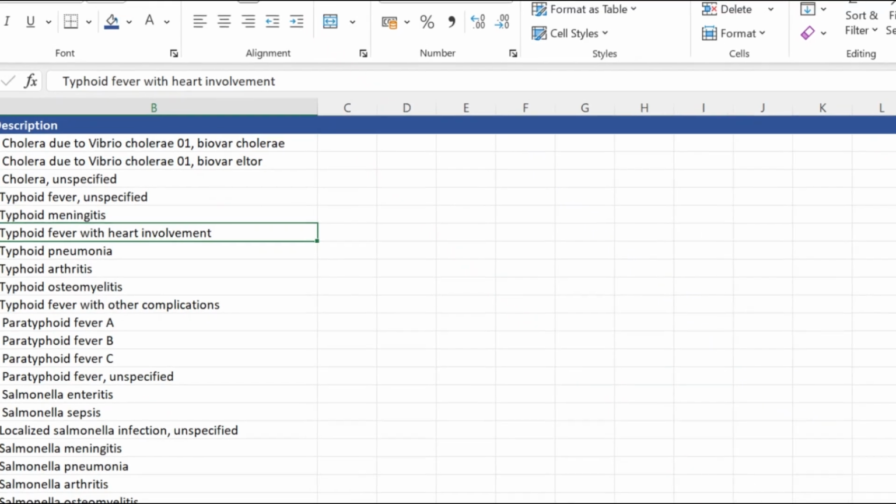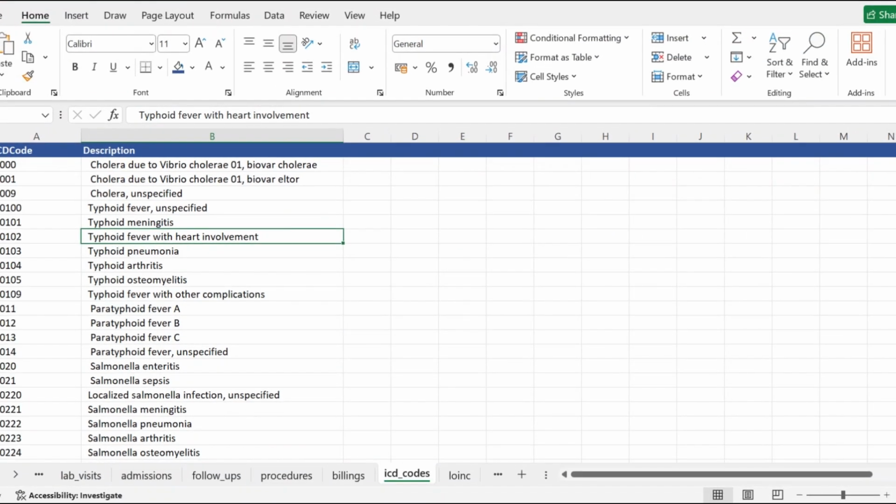The next sheet contains ICD codes. ICD stands for International Classification of Diseases, and this standardized coding system is used worldwide to classify diseases, health conditions, and causes of death. Rather than storing diagnosis as free text alone, healthcare systems often map diagnosis to ICD codes, allowing for standardized reporting, research, and epidemiological analysis.